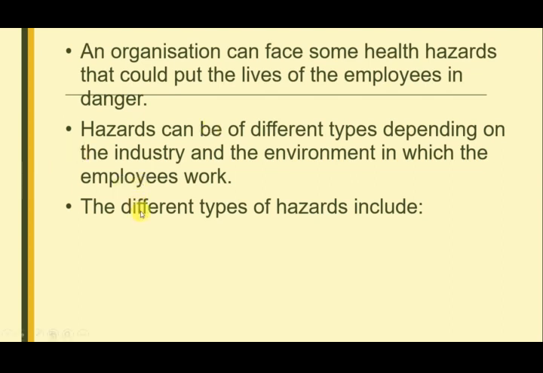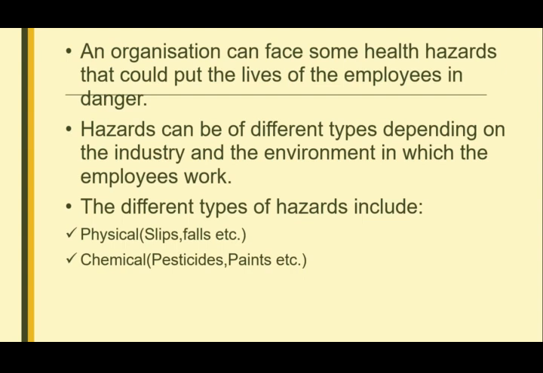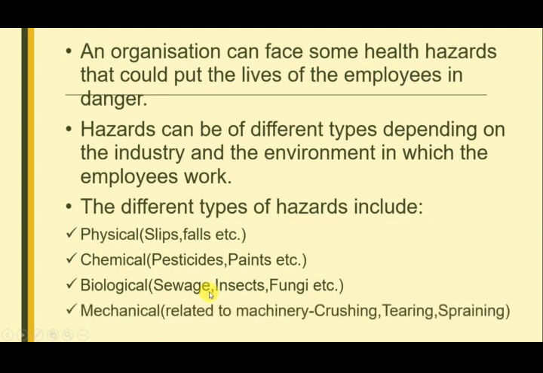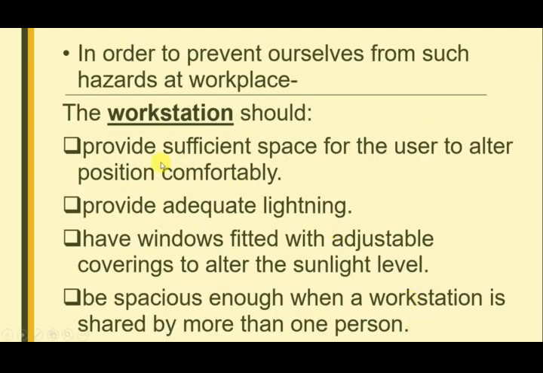Now the different types of hazards can be physical hazards like slip or fall; chemical hazards, like if any person is working in a chemical factory or industry, there can be the use of pesticides and paints which can lead to chemical hazards; biological hazards like sewage, insects, fungi; and mechanical hazards which are related to machinery, like crushing, tearing, and spraining. So, in order to prevent ourselves from such hazards at the workplace, the workstation.